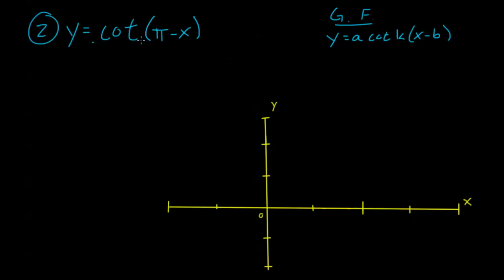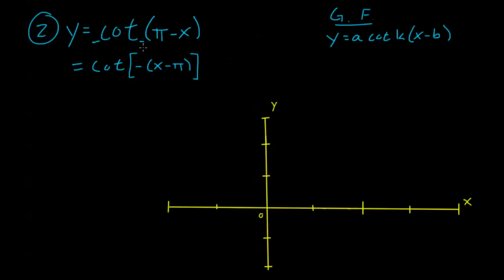My a and my k are both 1, so we don't have to worry about anything there. But I do have this negative x. So we need to remind ourselves, is cotangent an even function, or is cotangent an odd function? And if you remember from our previous videos, we determined that both tangent and cotangent are odd functions. So this is the same as cotangent, and I can factor out that negative, right? Negative x minus pi. But because cotangent is odd, cotangent of a negative value is the same as negative cotangent of that positive value.